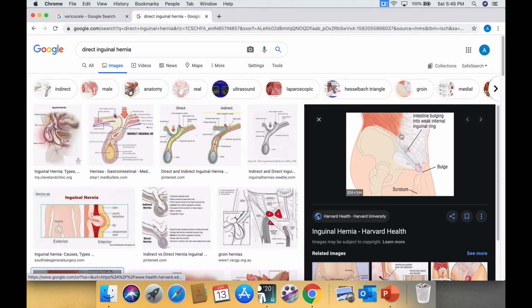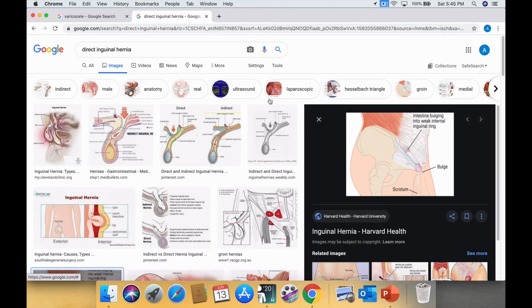So what you see here is, when the intestinal omentum comes through the deep inguinal ring and then through the inguinal canal and exits out through the superficial inguinal ring, and the bulge comes to the scrotal sac, we call it an indirect inguinal hernia.